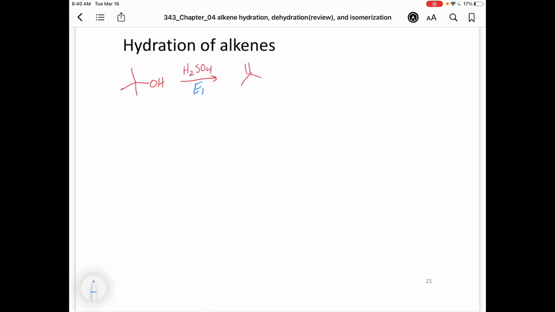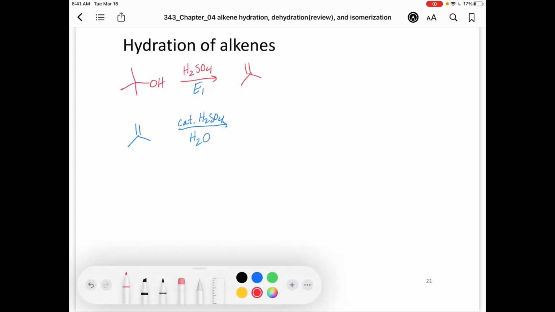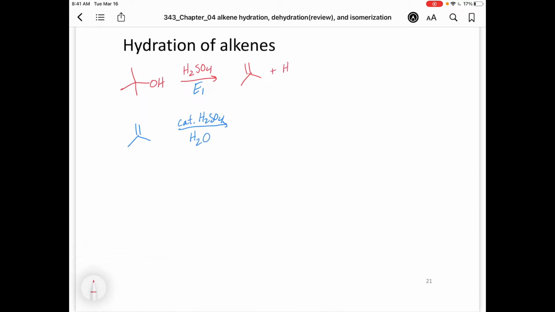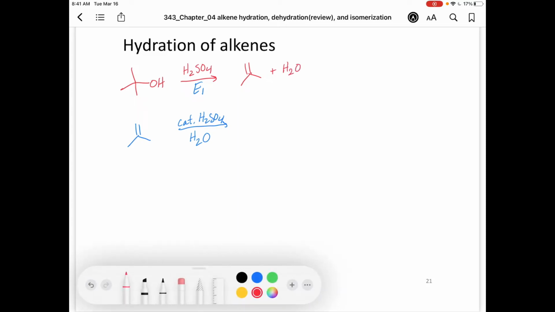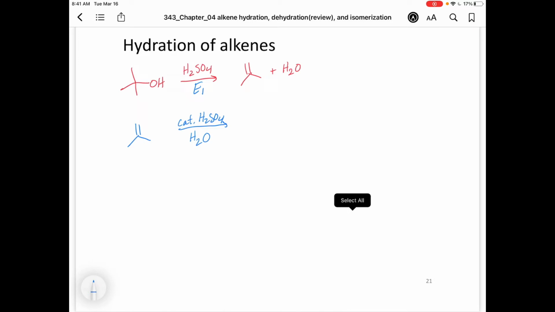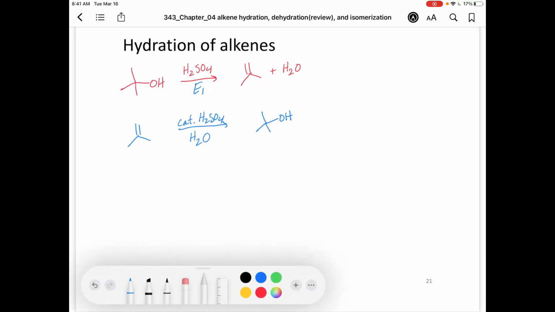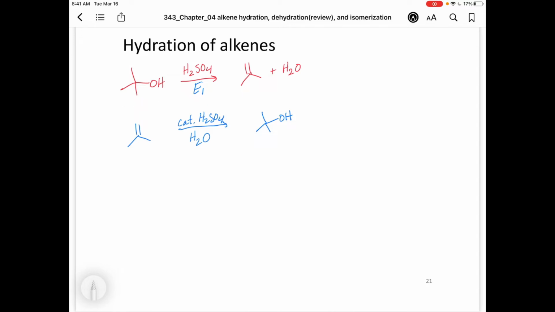Now, another reaction that can give something that looks kind of similar is if we start with an alkene and use catalytic H2SO4, so we still have H2SO4 present, and we're going to have a lot of water present. Remember, in the first reaction, we actually end up kicking out water. What you can end up forming is an alcohol. Notice that these two are just opposites of each other. The top reaction, we have this alcohol forming an alkene, and then in the bottom we have the alkene making the alcohol.